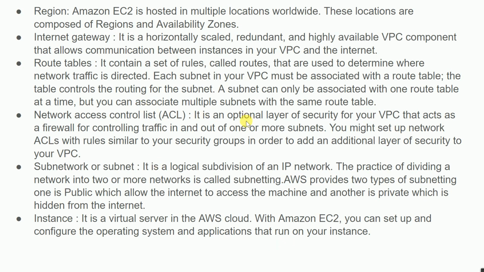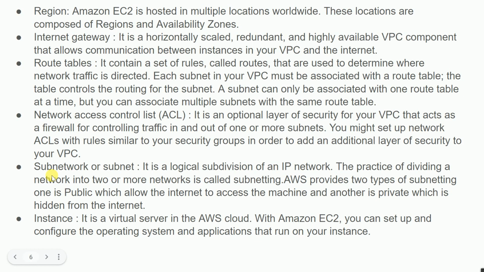Network ACL: it is an optional layer of security for your VPC that acts as a firewall for controlling the traffic in and out. And you might set up the network ACL similar to a security group in order to add an additional layer of security. Then we do have subnet.